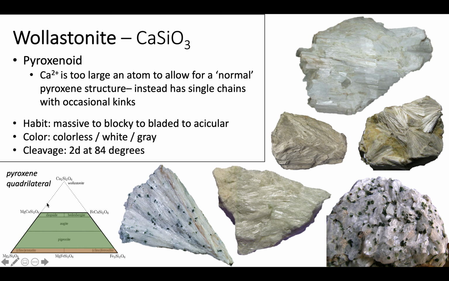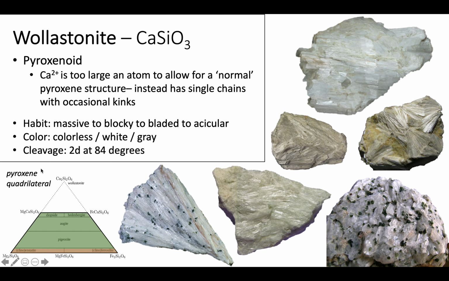Once you get more calcium rich than that, you're actually going to distort the structure of the pyroxene chains, those single chains of silica tetrahedra. And so it's still going to be a single chain silicate, and it has the formula of a single chain silicate, but the chains are going to kink ever so slightly in order to allow that larger ion into the structure. And so those kinks mean that it doesn't have a strictly pyroxene structure, and so we call it a pyroxenoid instead.